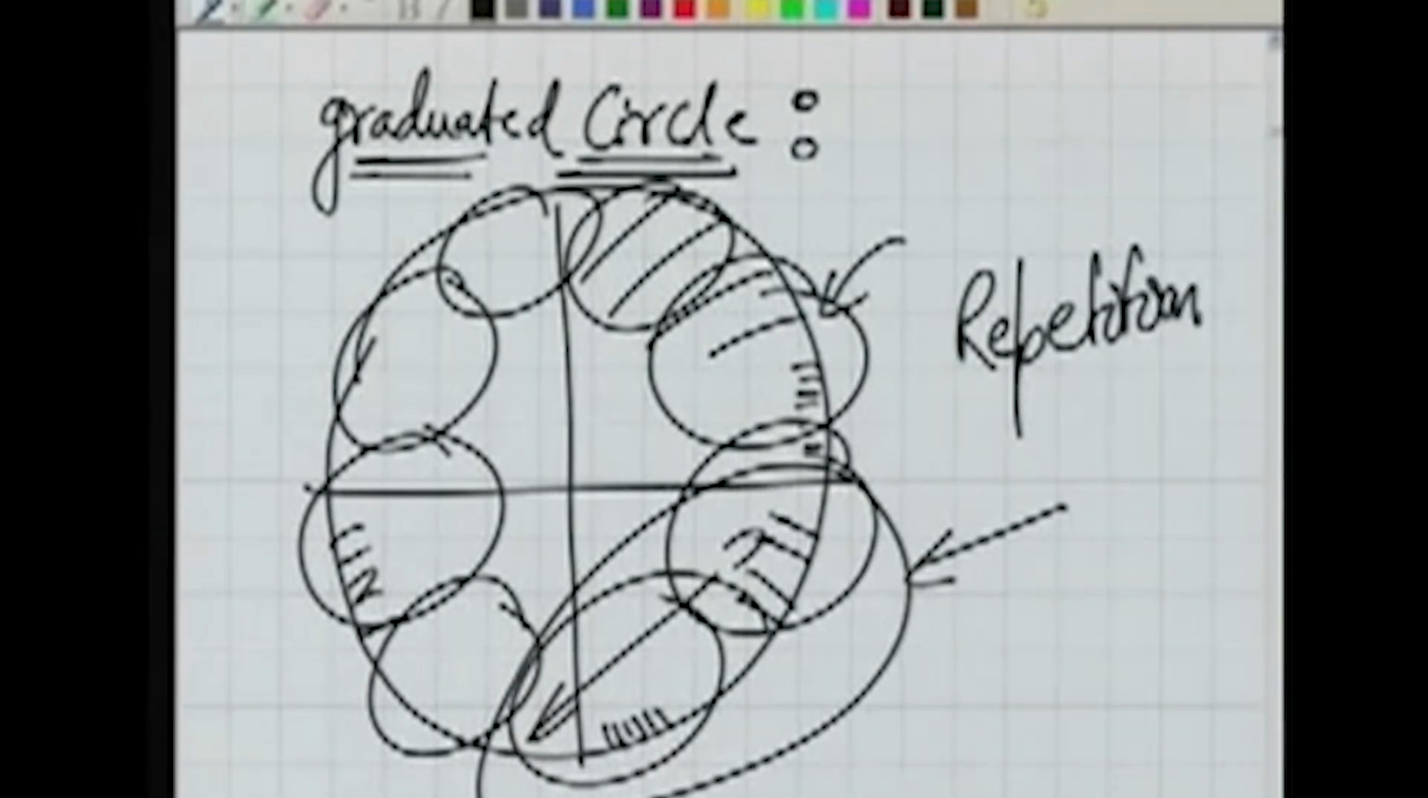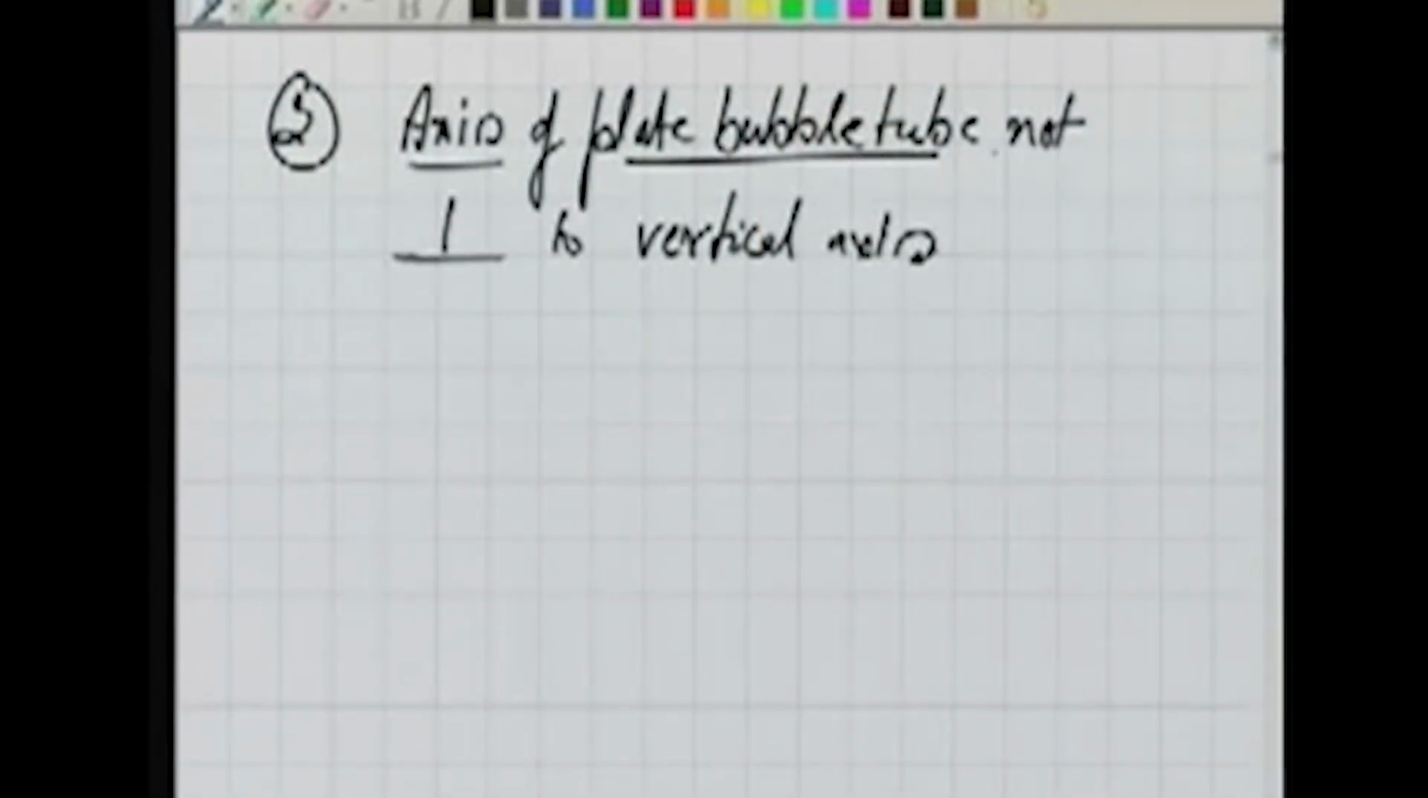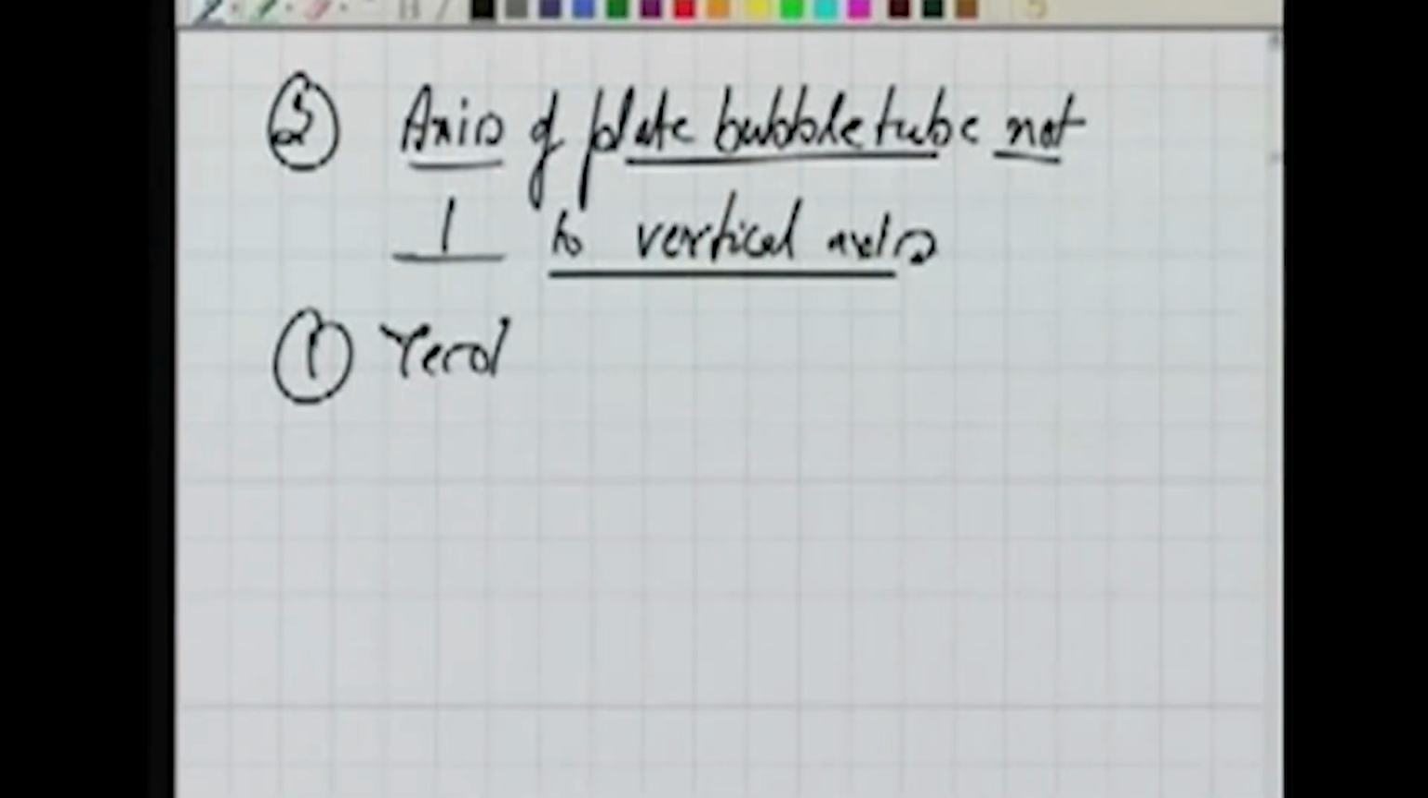In the method of repetition, we ensure this. We take the observations this way, and any error which will be there because of non-uniform graduations will be eliminated. Okay, the next error which may be there in the instrument is that the axis of the plate bubble tube is not perpendicular to the vertical axis. Now, if it is so, how to test whether this is so or not?